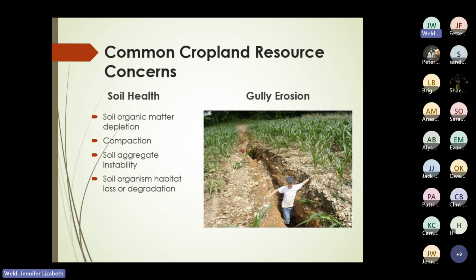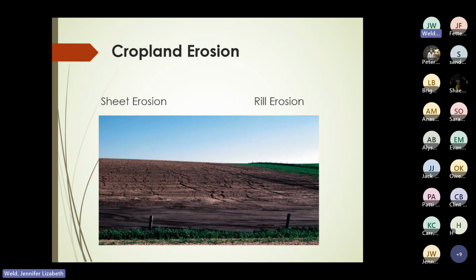They generally require an intervention in order to fill them and make that part of the field productive again, and also to address how the water has changed, how the water is flowing differently because of the gully. So that's gully erosion. That's definitely a cropland concern. And there's also sheet and rill erosion.